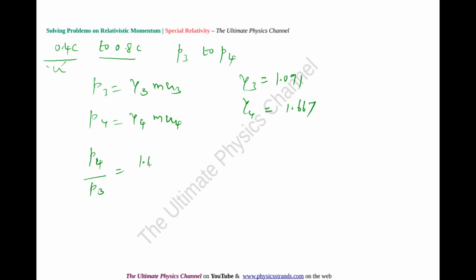So if we substitute these values and get a ratio of P4 to P3, that is 1.667 times again 2, because the factor is again doubling, 0.4 to 0.8, that is going to be 2. And here it is 1.091 for gamma 3.